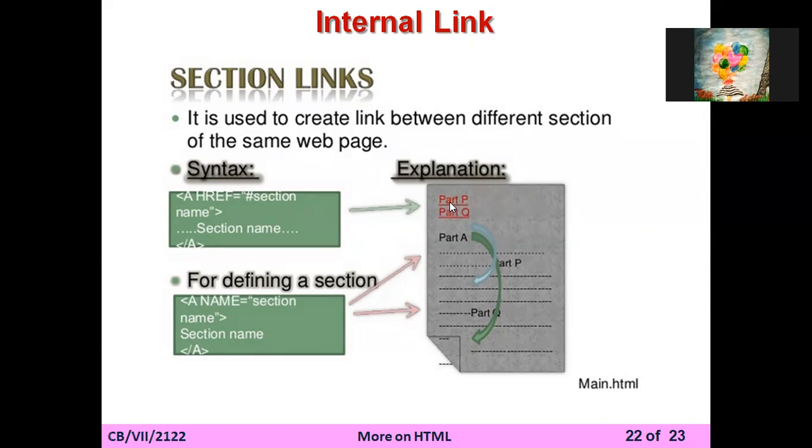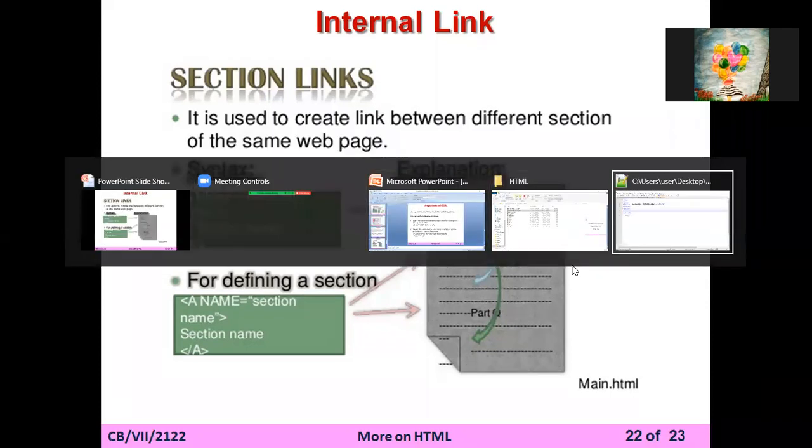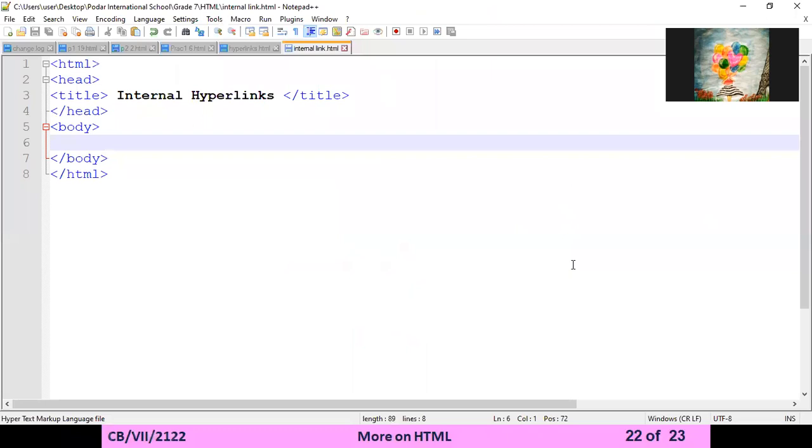For example, here it is written part P, part Q. Whenever you click on part P, it will be redirected to the section where you have written part P. And whenever you click on part Q, it will be redirected to part Q of the web page. Please assume that this is one web page. Whenever you click on part P, it will be redirected to the bottom, where you entered your section. But let's see the demo for it, so it will be easy for you to understand.